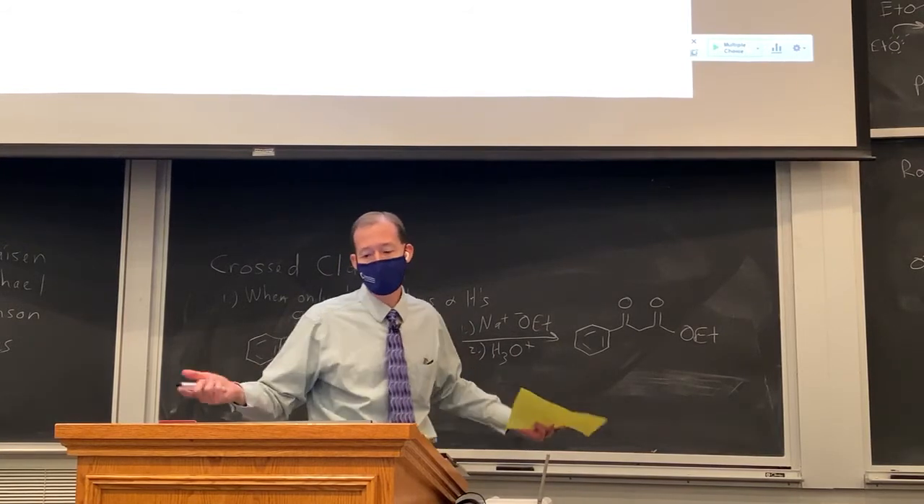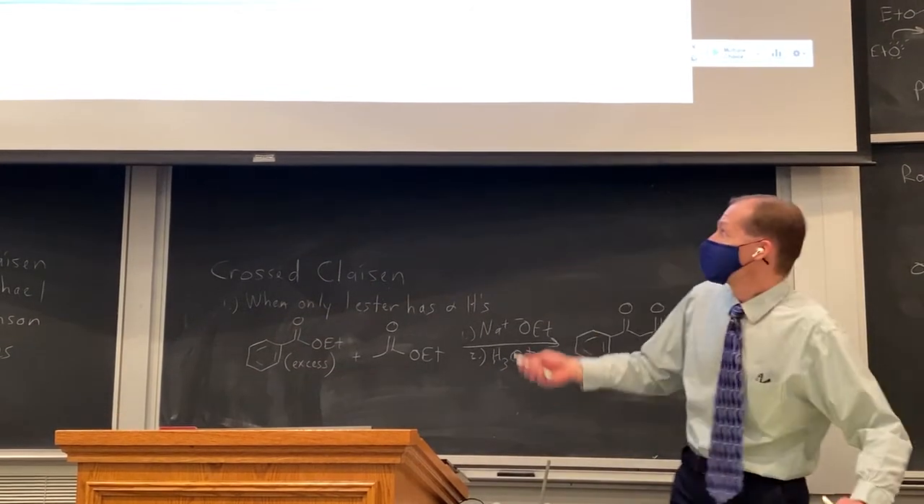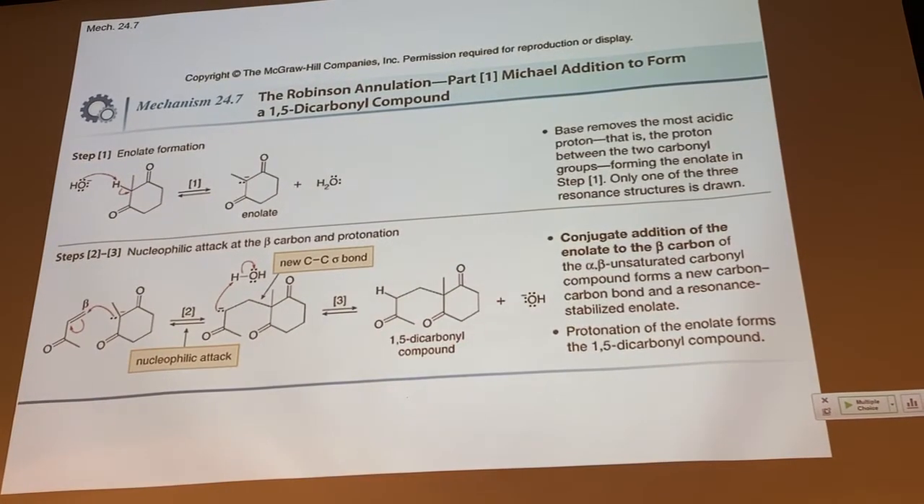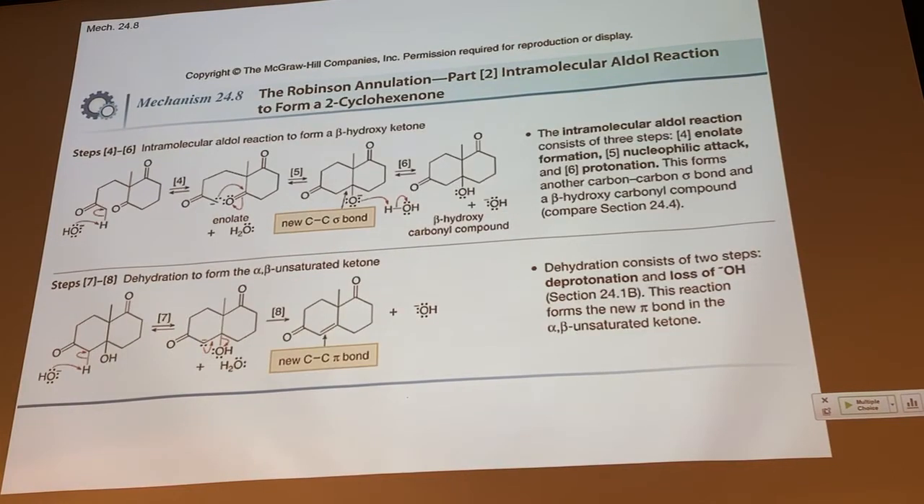First one, Michael addition. Okay? Make the enolate, add to the beta carbon, protonate that enolate, we end up with a 1,3-dicarbonyl species. Okay, we just went over those steps. But in this case, after the Michael addition occurs, we now have an intramolecular aldol reaction. Okay, where we make a new enolate that can form a 6-membered ring, protonate to get a beta hydroxy carbonyl compound. Now this is a ketone aldol reaction.